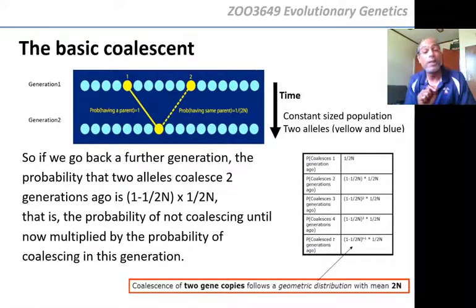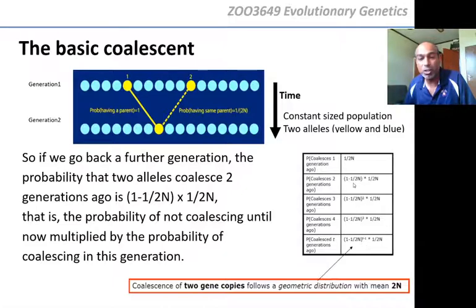Okay? So then what is the probability that two alleles coalesce in 3 generations? If I asked you a question like that in the test, what would you say? It is 1 minus 1 over 2n times 1 minus 1 over 2n. That's for not coalescing in 2 generations. And then lastly, in the 3rd generation of coalescence, times 1 over 2n. Okay, so the 1 minus 1 over 2n, you add another one and another one depending on how many generations you go. Okay, and it therefore follows this pattern here.